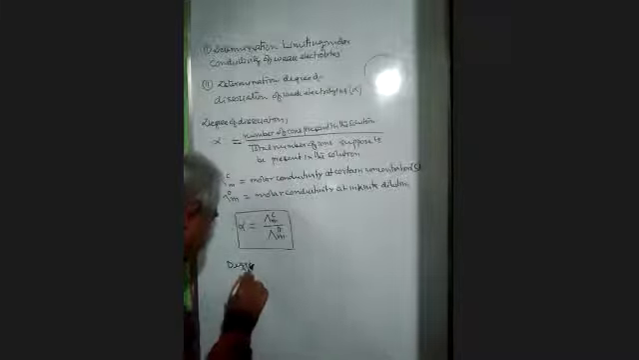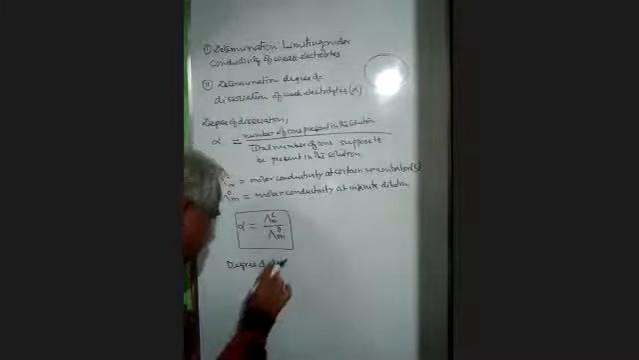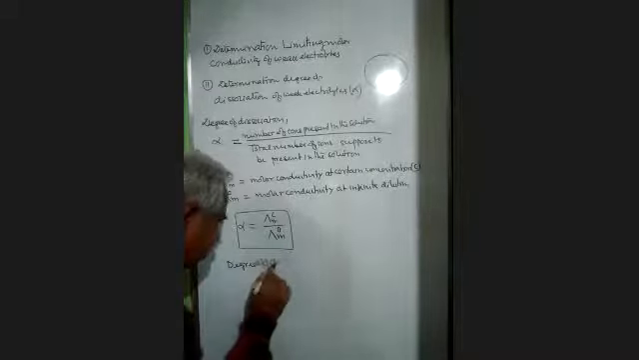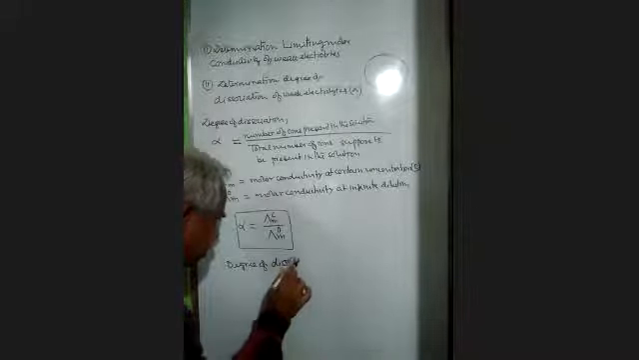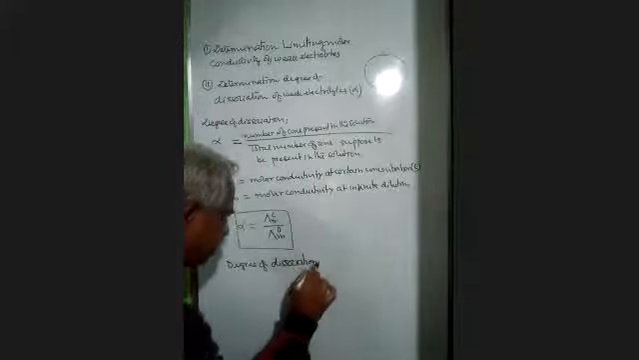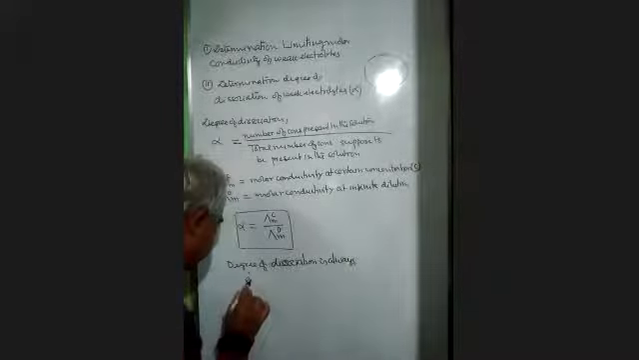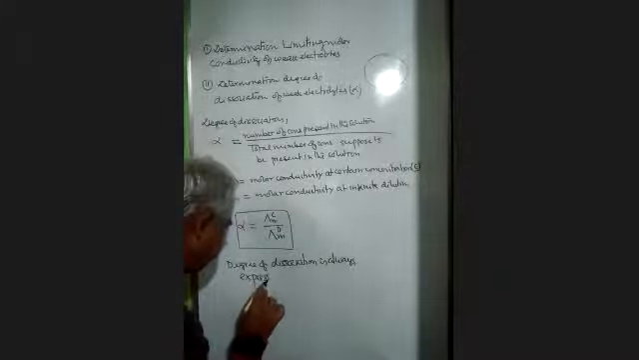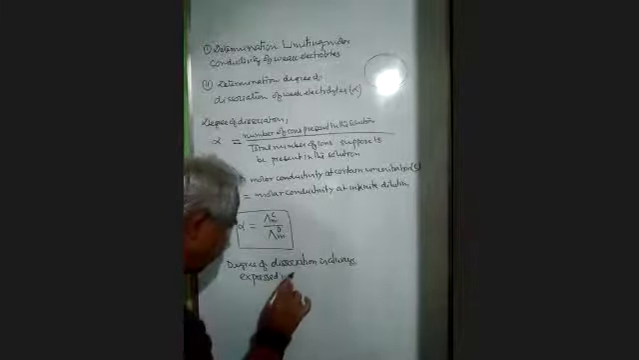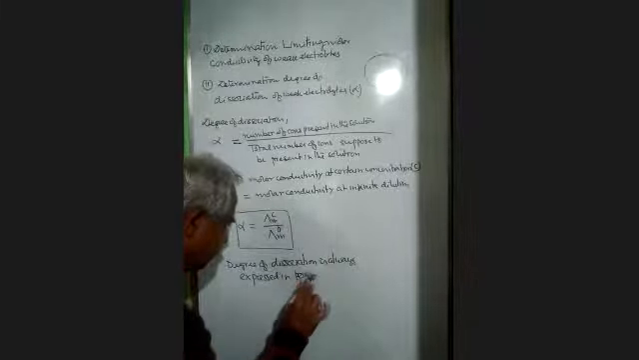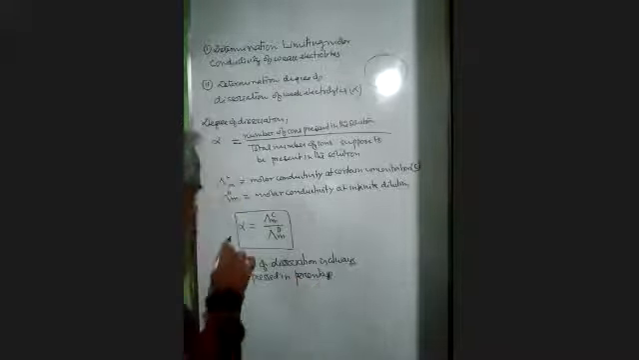Degree of dissociation is always expressed in percentage. Please do the numerical. These numericals are very easy. Whatever the value that you are going to get, it will be alpha into 100. So please write down.